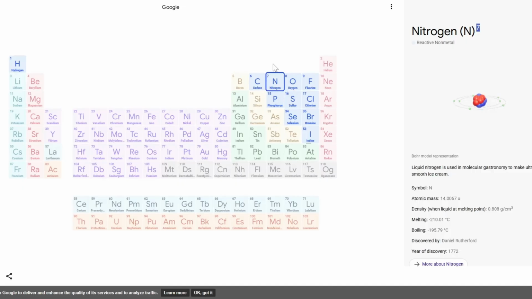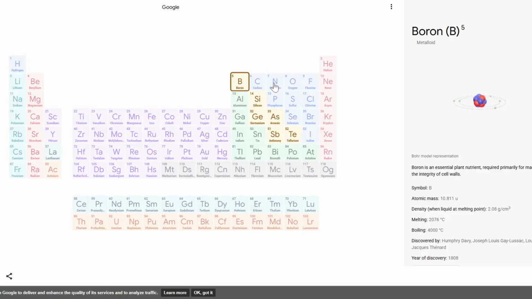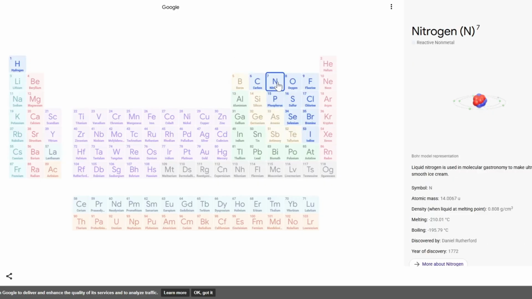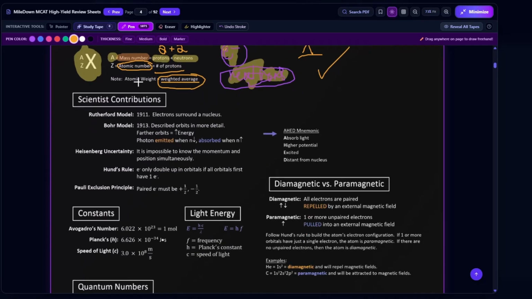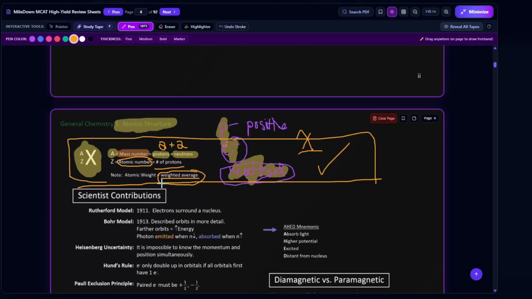So if nitrogen lost 2 of its protons, then it would become boron, and it would change completely. But if I have nitrogen that is negatively charged, let's say -1, then that means it gained an electron. It does not mean it lost a proton. Okay. So know what mass number is and how to calculate it, know atomic number, know atomic weight, and how to find these things on the periodic table, okay?